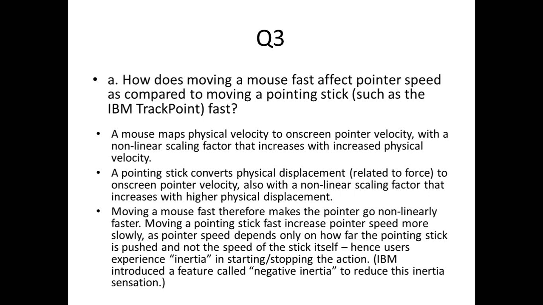Moving a mouse fast therefore makes the pointer go nonlinearly faster. Moving a pointing stick faster increases pointer speed more slowly, as the pointer speed depends only on how far the pointing stick is pushed and not the speed of the stick itself. Hence, users can experience a kind of feeling like inertia in starting or stopping the action.